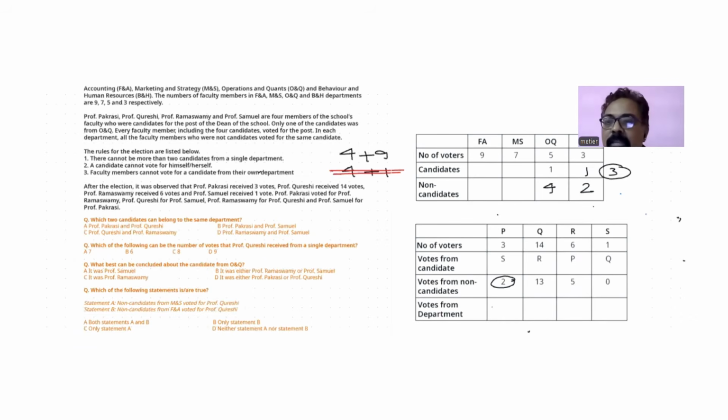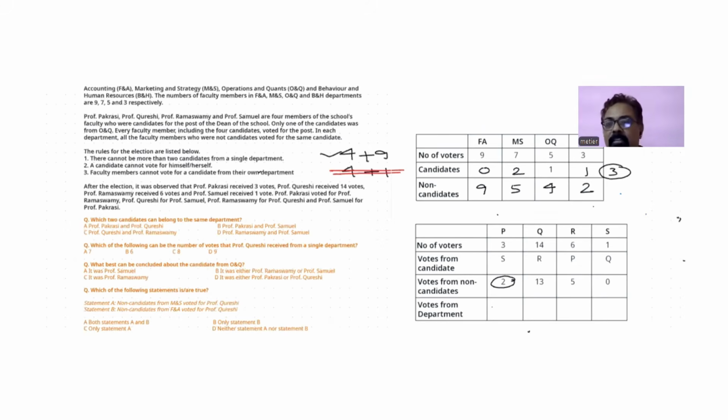The 4-9 combination means we are getting 4 here, and the 9 non-candidate voters should come only from this FA. So this is 9 here. So 9 plus 4 can give you 13. So this is possible. If 9 non-candidates are there from FA, we are sure that we don't have any candidate from FA. Simultaneously, we are also getting one more thing, that there are 2 candidates from MS. So obviously, MS will have 5 non-candidates.